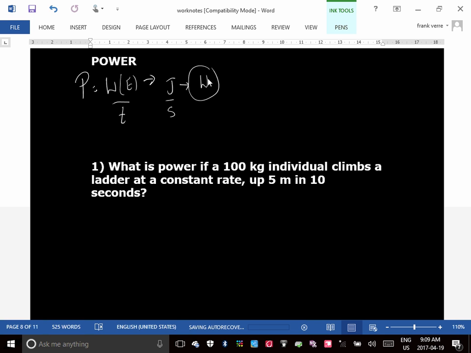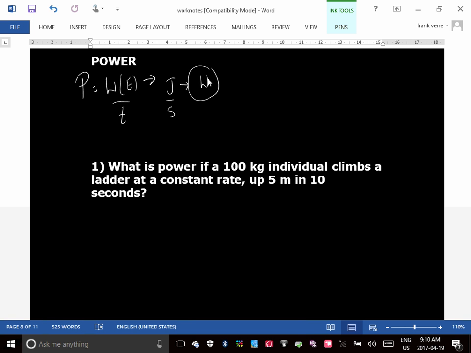So if something has, for example, 100 watts, let's say the light bulb has 100 watts on it, that means it uses up 100 joules per second. And later on, not today, we'll talk about what that means for your electricity bill, because the higher that value, the more you're paying. Okay? So we'll deal with that later on.